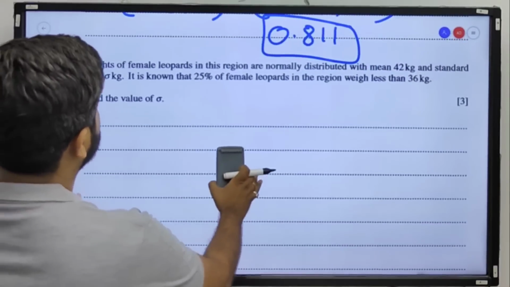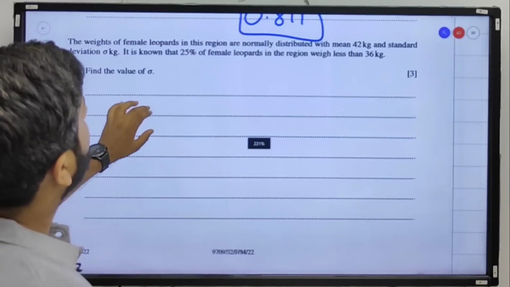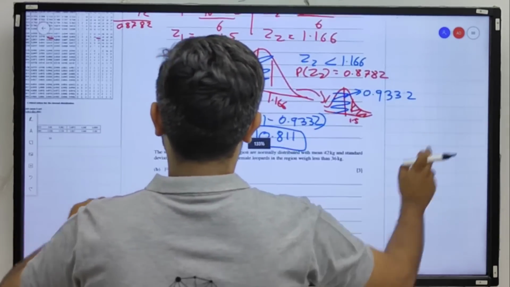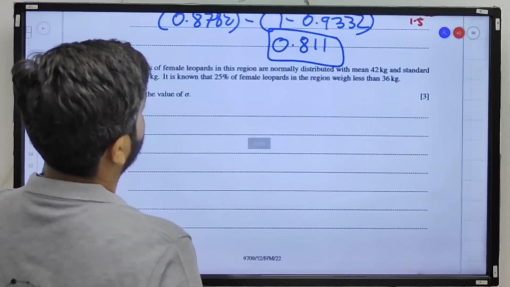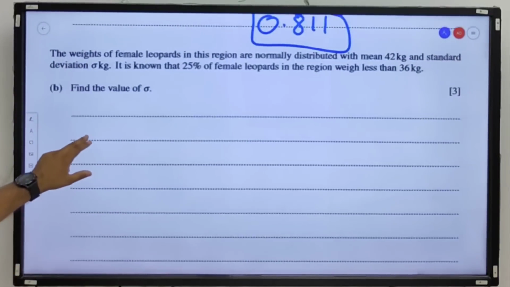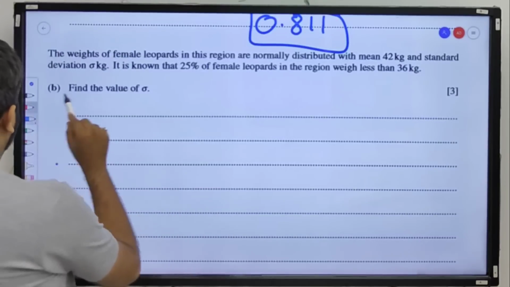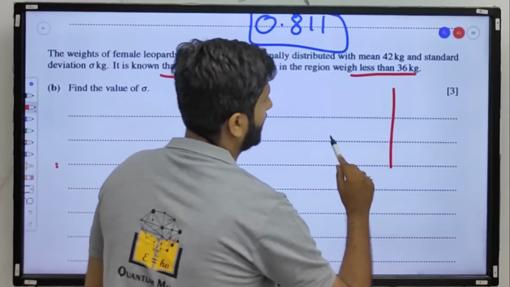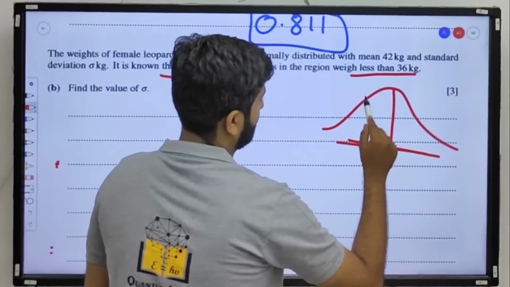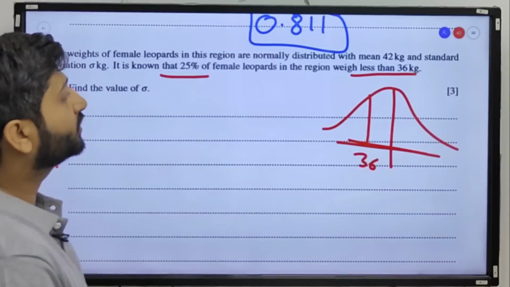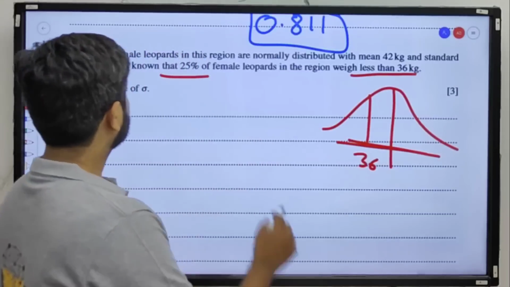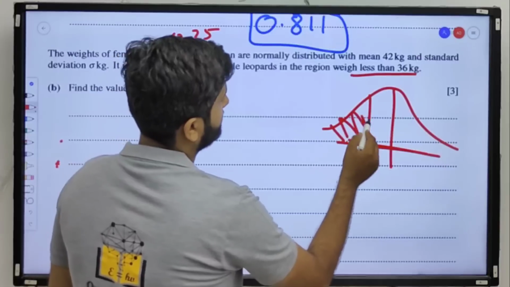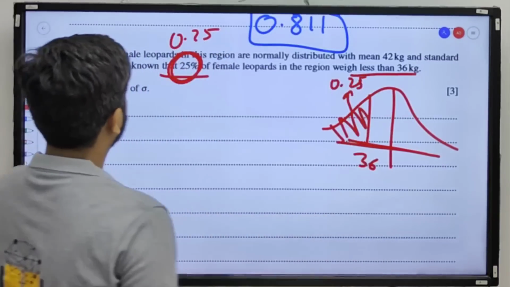The weight of female leopards in this region are normally distributed with mean 42 and standard deviation of sigma kg. It is known that 25% of the female leopards in this region weigh less than 36 kg. So you know 36 is obviously going to be on the left hand side because the probability is 25%, which is 0.25. So this much region is 0.25. I am supposed to find out sigma.